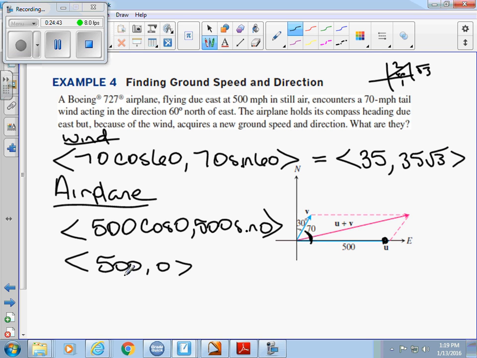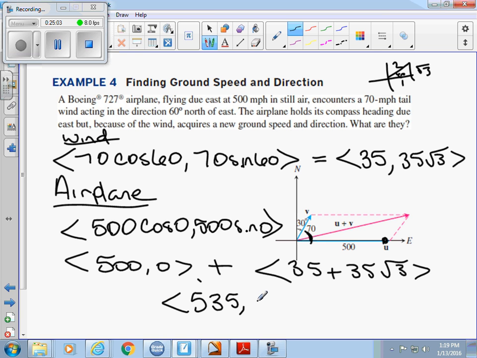I don't have a calculator in my hand, so I'm going to write that as 35 radical 3. The resultant vector is simply those two vectors added up, which would give me 535, comma 35 radical 3. This is the vector for the plane's ground speed and direction.